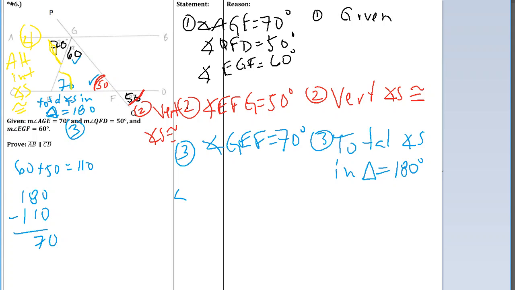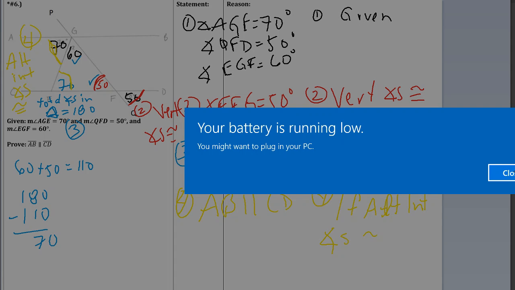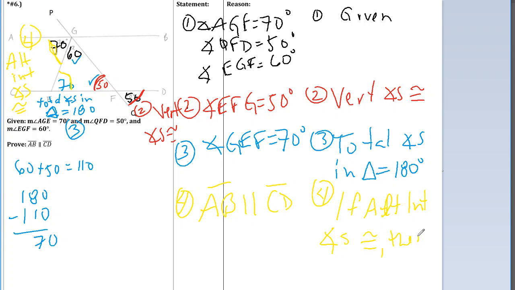And now we can finish by saying that we have parallel line segments. AB is parallel to CD, and that's true because if alternate interior angles are congruent, then two lines crossed by a transversal are parallel. So that's a great job. You're done. You did a really great job. You can stop the video now.